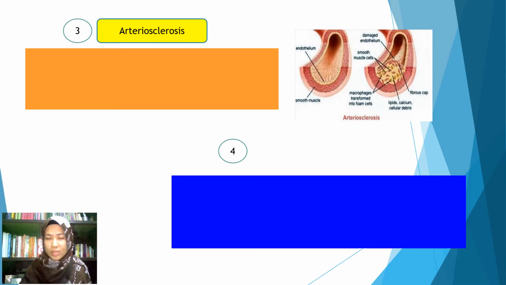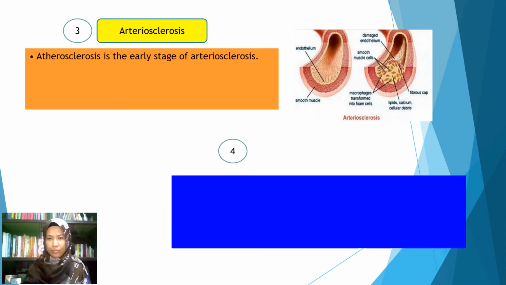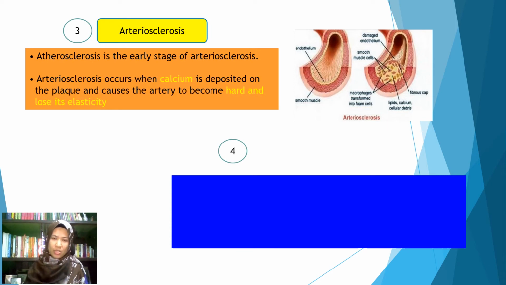Next, arteriosclerosis. Saya dah terang tentang atherosclerosis. Atherosclerosis is actually the early stage of arteriosclerosis. So arteriosclerosis add on, tambah sekarang ni calcium. Calcium is deposited on the plaque, causing the artery to become harder and lose its elasticity. Keanjalan elastik awak tahu kan, anjal, so dia akan hilang sebab ada kalsium. Kalsium memang dia akan mengeras juga, menyebabkan bahagian arteri itu dia akan harden.